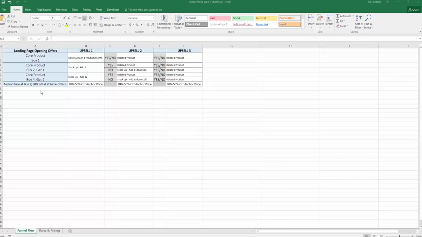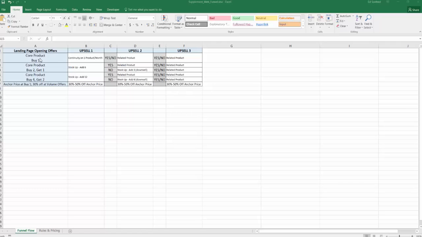That's your anchor price. If you buy two, get one, buy four, get two, that's generally 30% off of the price of one. So buy four, get two, basically you're getting six for the price of four, 30% off. So that's the way this opening page works.